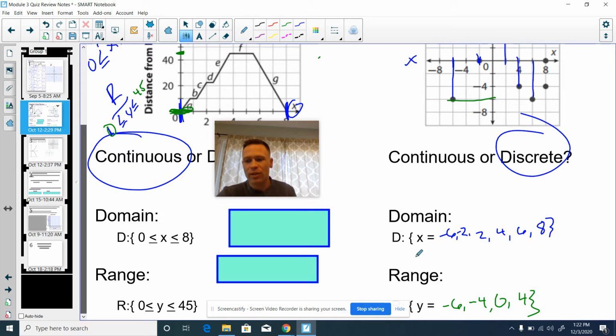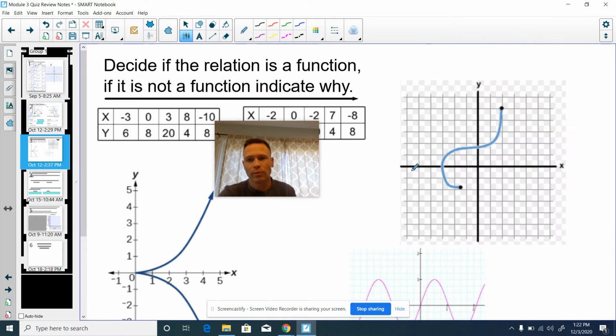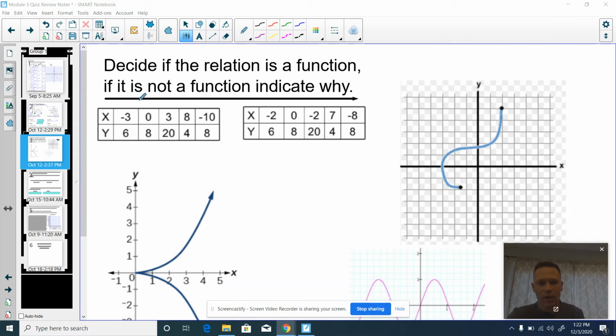Okay, so that is writing the domain and range for continuous and discrete functions. For discrete functions, remember, you literally list out all the values. For continuous, you have to write an inequality because listing it out is impossible. All right, next ones. Decide if the relation is a function or not. If it's a function, say so. If it's not a function, indicate why.